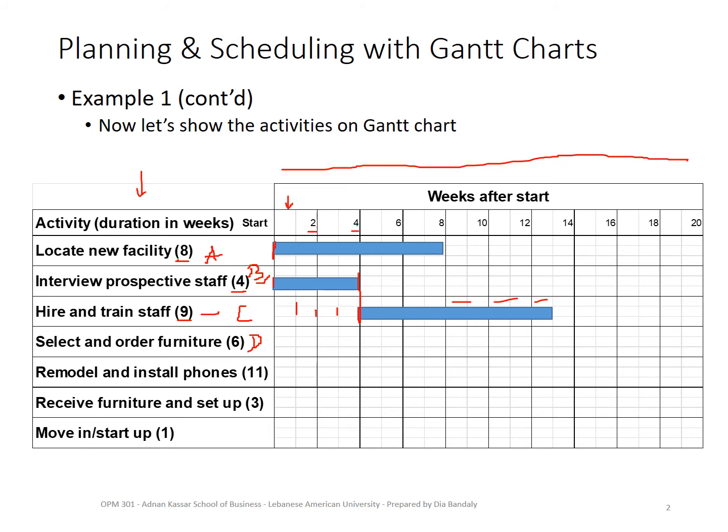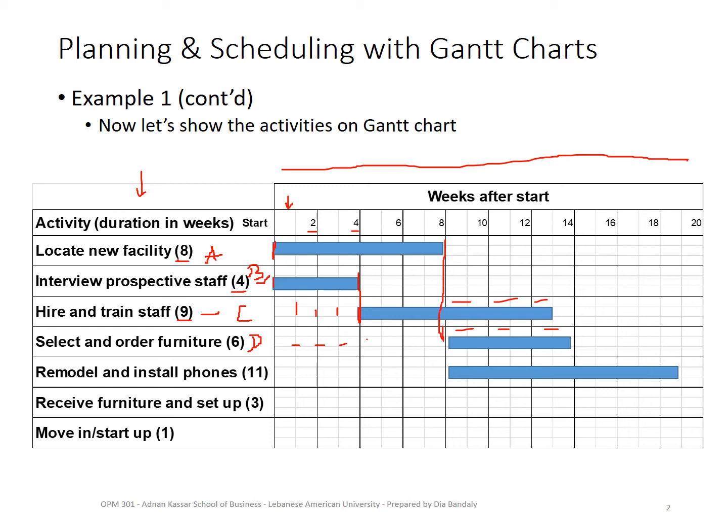So D has an immediate predecessor A, which means D cannot start anywhere here, right? It cannot. It has to wait until A is completed, which is here. And now it can start only here, and it will take 6 weeks. All right, so again, 2, 4, and 6. Now, activity E, remodeling and installing, also has activity A as its predecessor. So it will also start at the same time as D starts, and it will take 11 weeks.